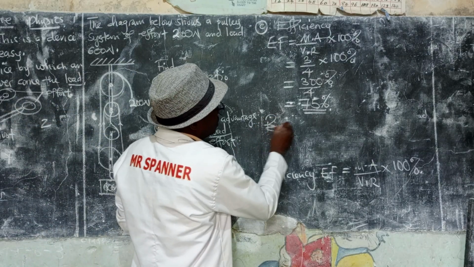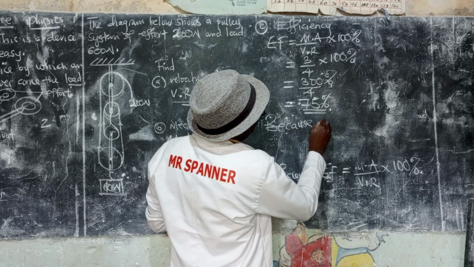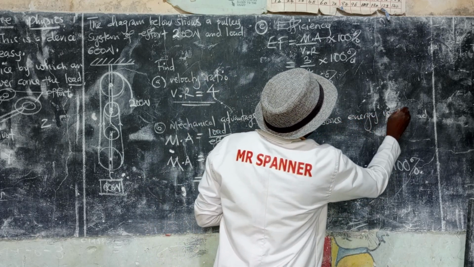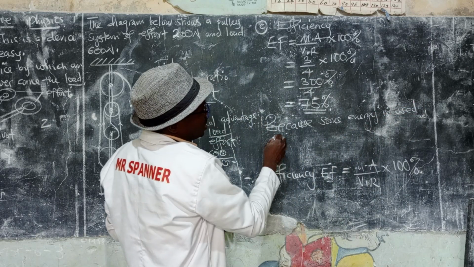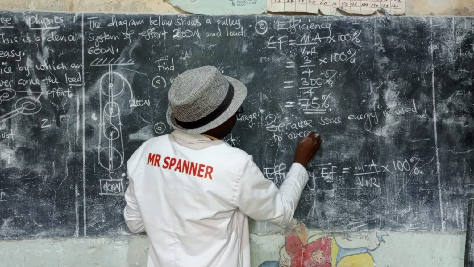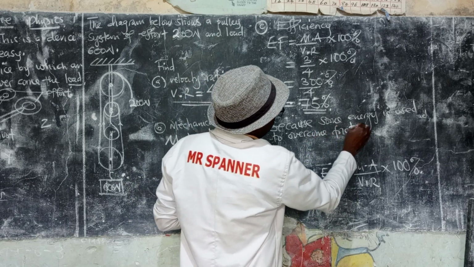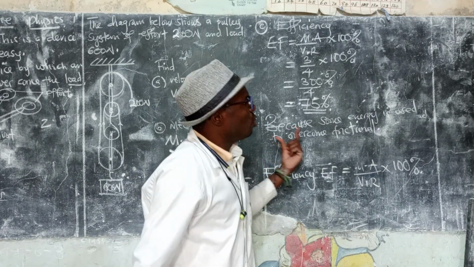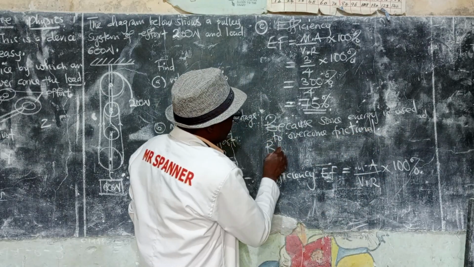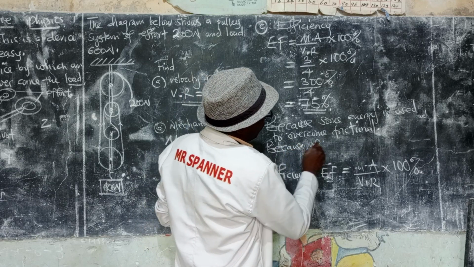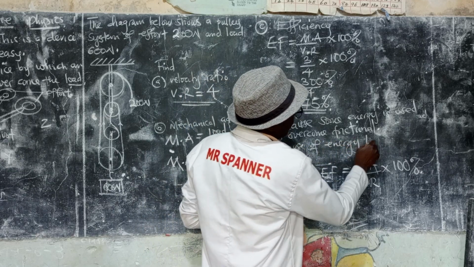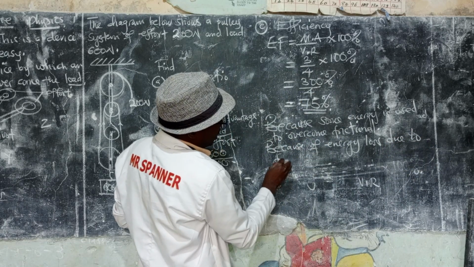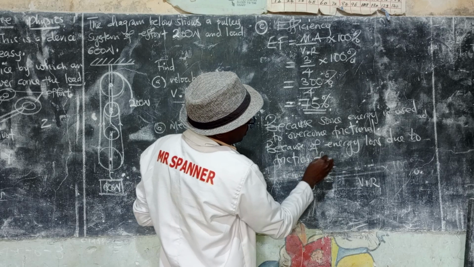Because the efficiency of the machine is not 100% because some energy is used to overcome friction force. There is energy loss because of friction. Or because of energy loss due to friction force.